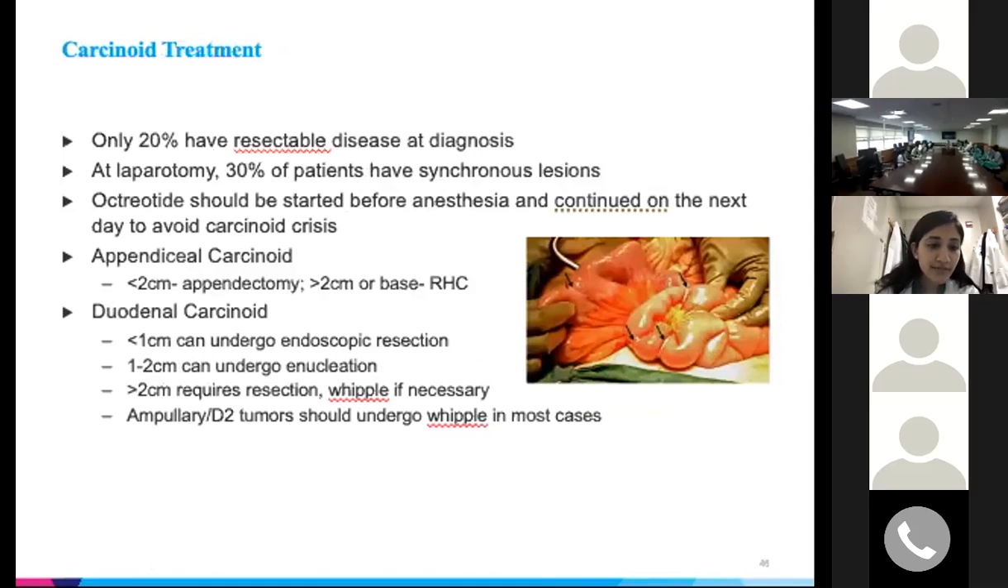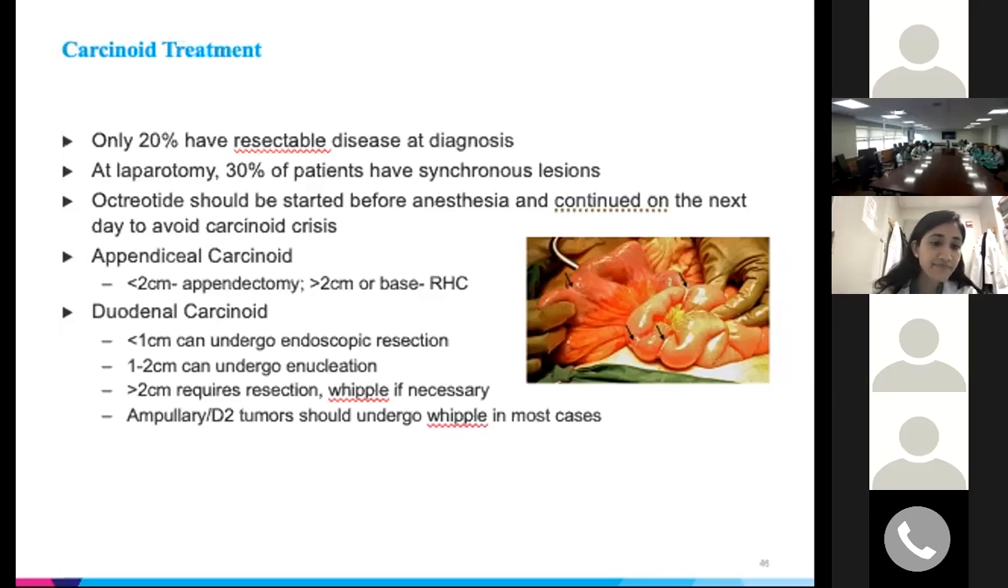In terms of treatment, only about 20% of patients have resectable disease at the time of diagnosis. At laparotomy, about 30% of patients will have synchronous lesions, so it's very important to run the entire bowel and perform an en bloc resection when possible. Octreotide or a somatostatin analog should be started before anesthesia and continued on the next day to avoid carcinoid crisis.